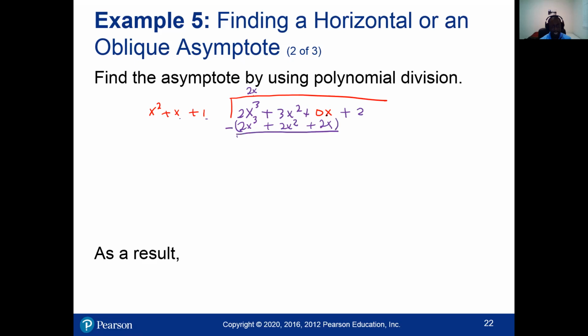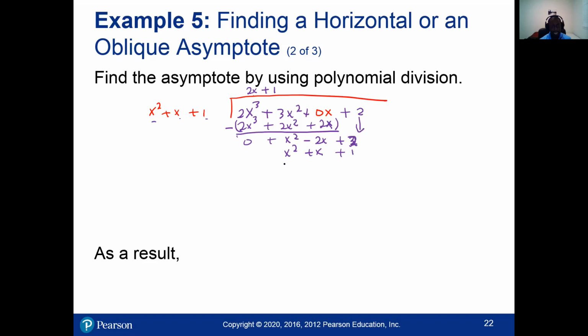Then we subtract, as in long division. 2x cubed minus that is 0, and 3x squared minus 2x squared is x squared. Then this will be minus 2x, and then we drop down the plus 2. Again, x squared into x squared is positive 1, so that's plus 1. 1 times x squared is x squared, 1 times x is positive x, and 1 times 1 is 1. Sorry, this is 2, not 3.